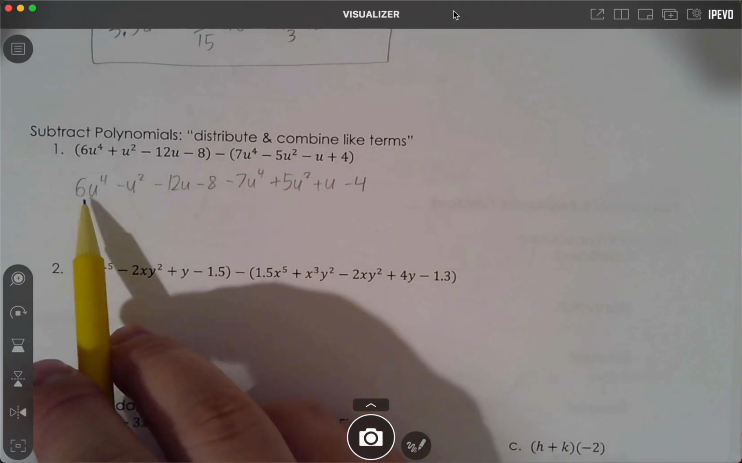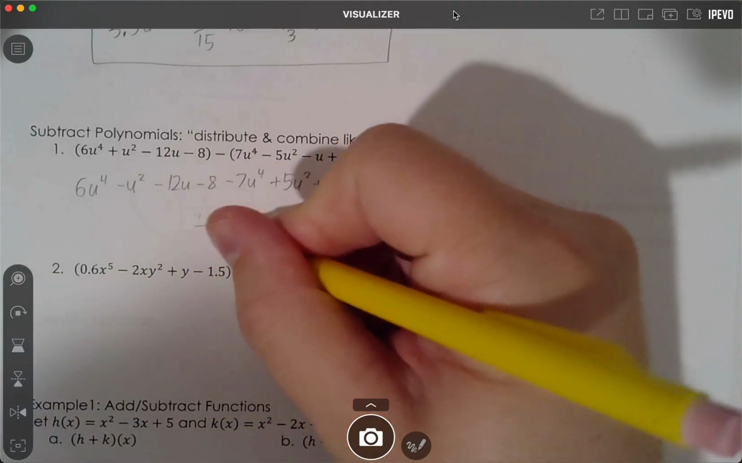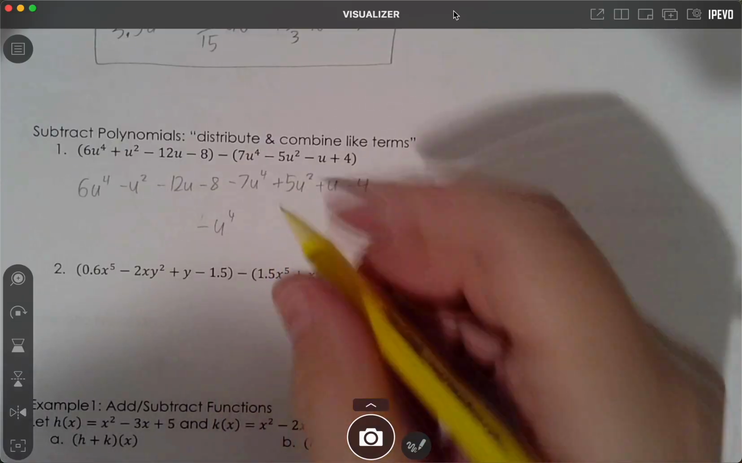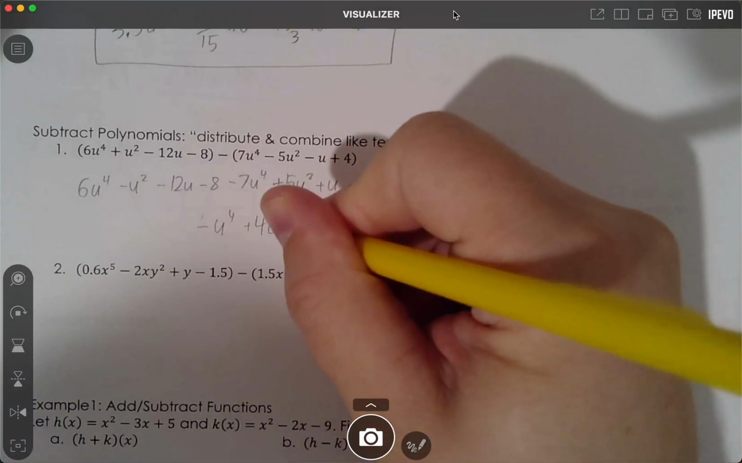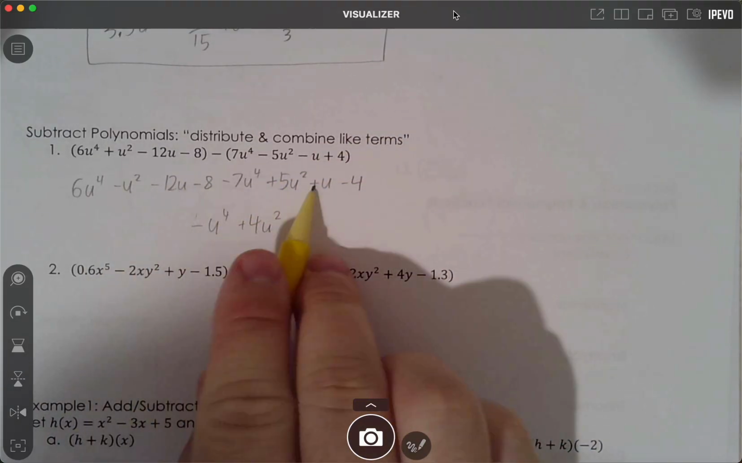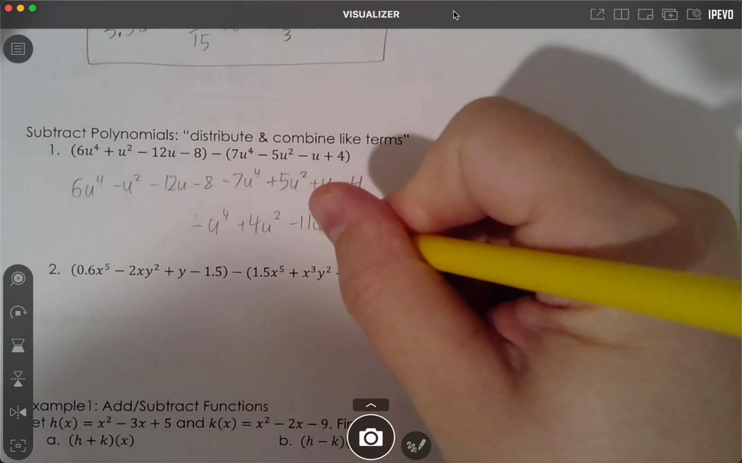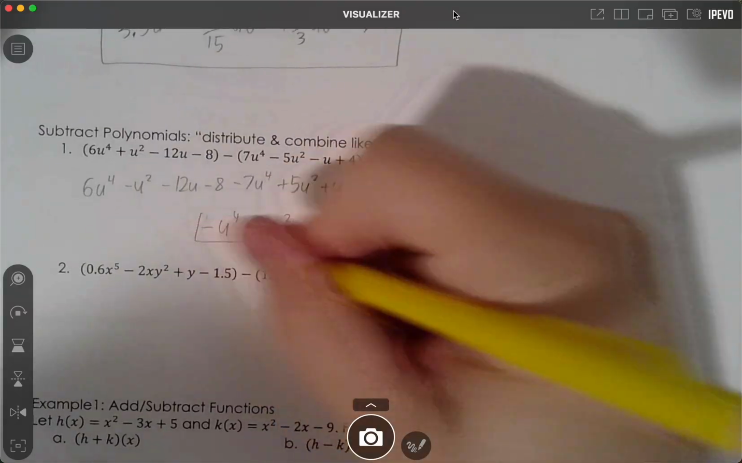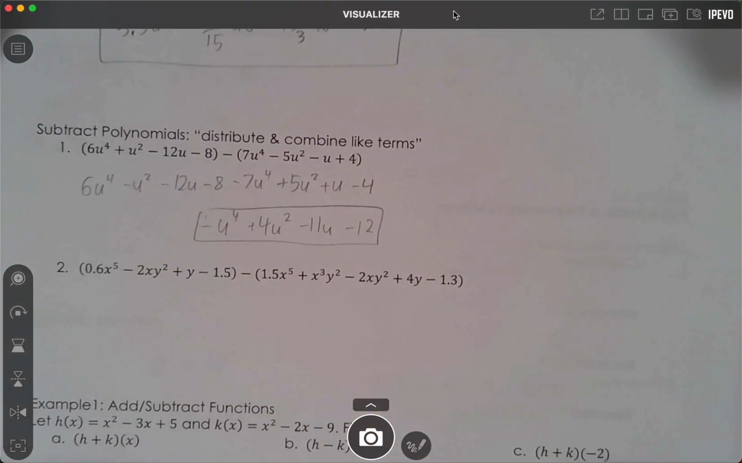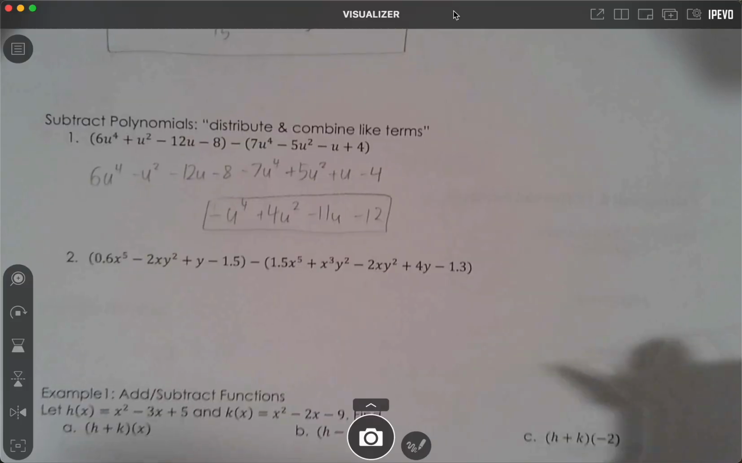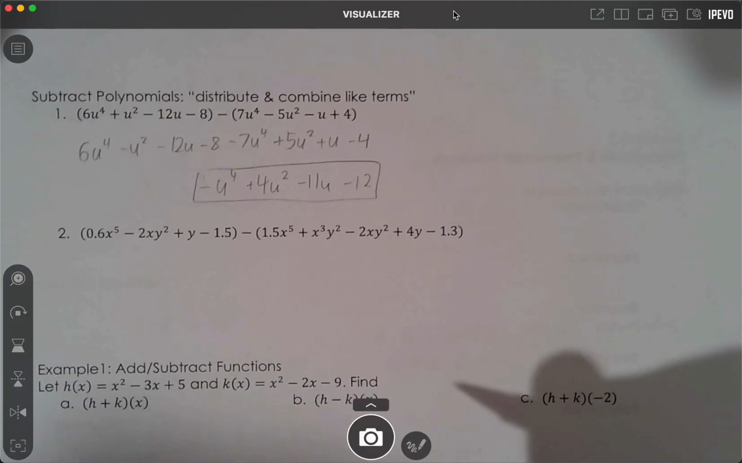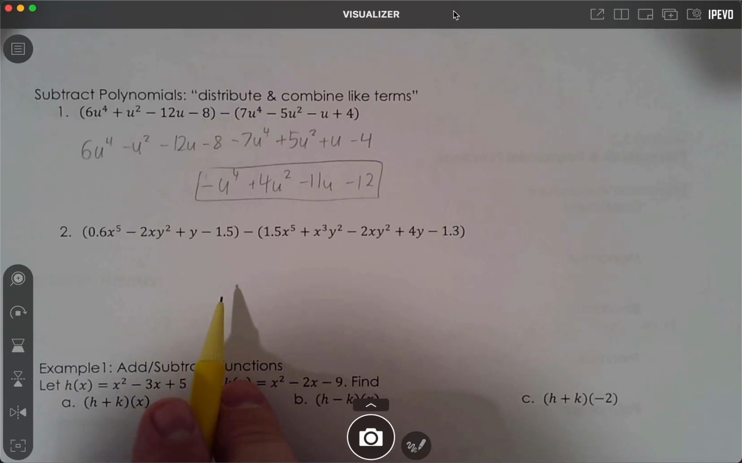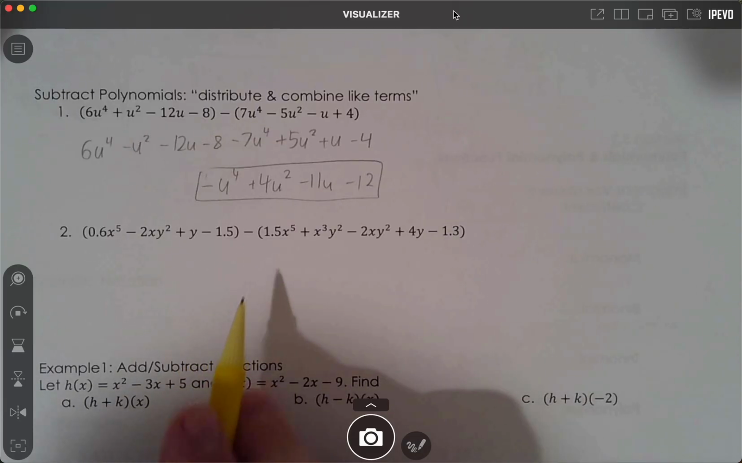And so from there, 6 and negative 7 is negative 1. Negative 1 and positive 5 is positive 4. Negative 12 and positive 1 is negative 11. And negative 8 and negative 4 is negative 12. So after you do that distribution, it's really easy. It's just combining like terms. Now this last example I want to go over specifically because I think there are some non-like terms, and I just want to show you what happens there.